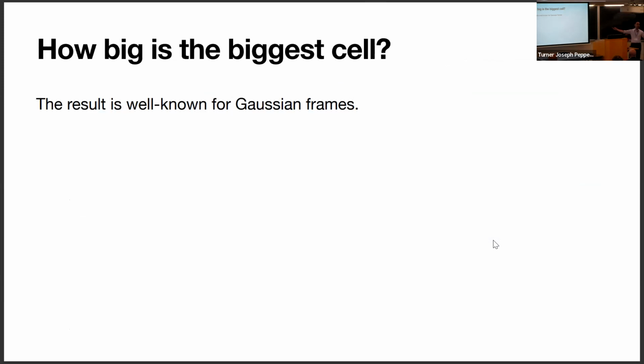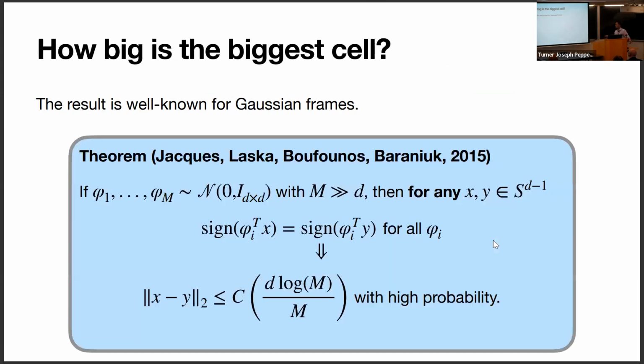So that was a lower bound, right? It didn't necessarily give us an upper bound for how bad I can expect the distortion to be. And to that, we know the answer for Gaussian frames. So instead of putting randomness on the draw of the cell in our tessellation, I'm going to put randomness on the assumptions of the frame, and then I'm going to characterize all cells in the tessellation. So this is a result proved by Jacques, Laska, Boufounos, and Baraniuk in 2015. I'll refer to this result as the JLBB result because it's a lot of names to say.